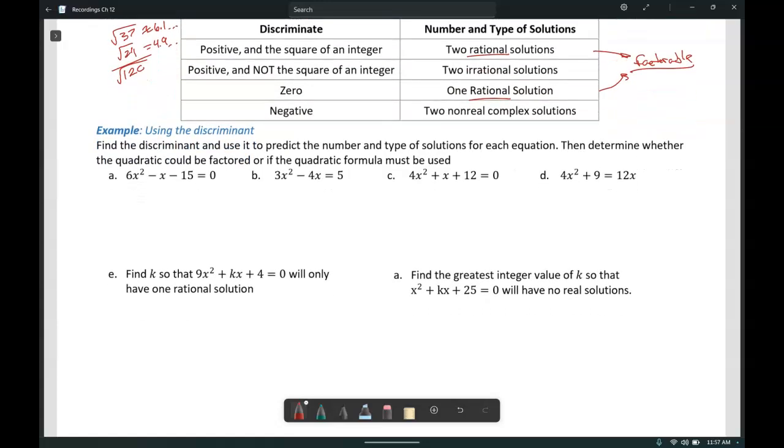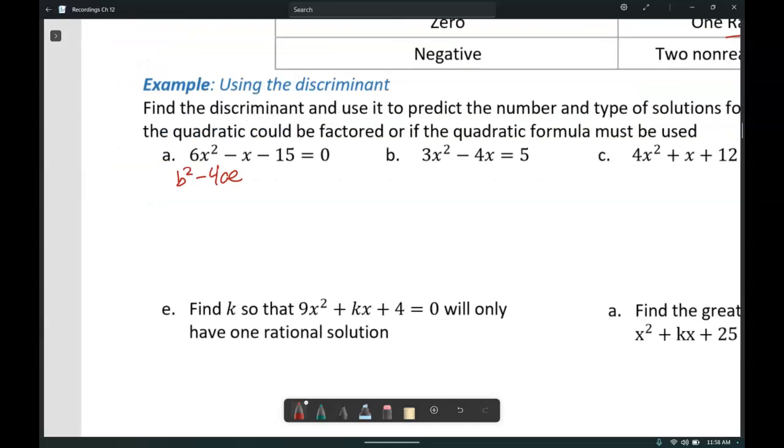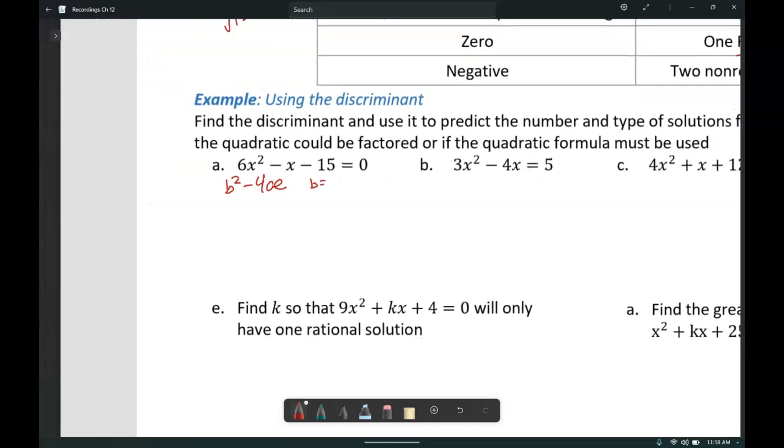So we can use the discriminant to predict the number and types of solutions for each equation and determine whether or not the quadratic could be factored, or if we need to use the quadratic formula. So we're using our formula b squared minus 4ac. And so we go ahead and plug in our values. B is -1, A is 6, and C is -15. So we substitute those values in, and we evaluate and get a value of 361.